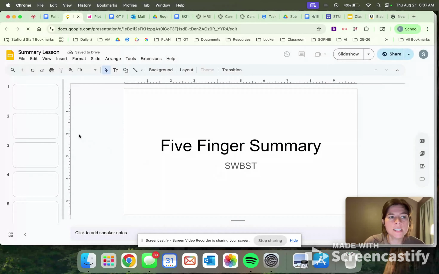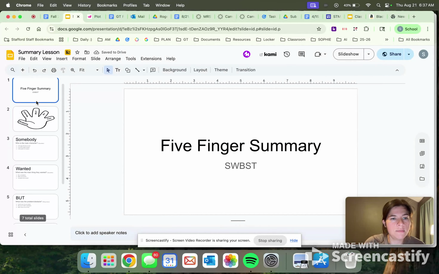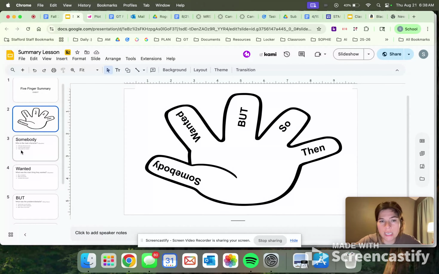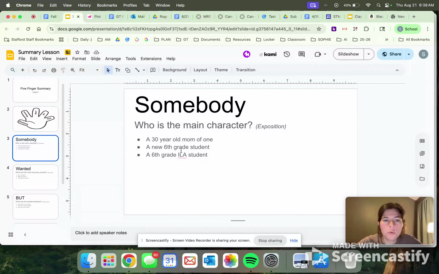So summary lesson, this is what we would have been doing if I was here. 5-finger summary. If you hold up your 5 fingers, this is going to help you remember how to write a summary of a story. You would tell me somebody wanted, but, so, then. So you're telling me who is the somebody of the story, what do they want, but what is the problem keeping them from that? So what do they do? Then what happens?